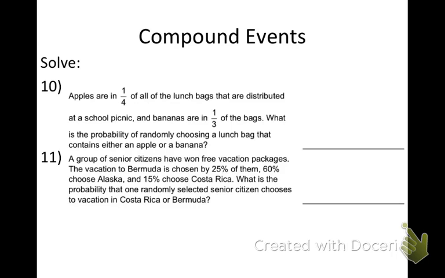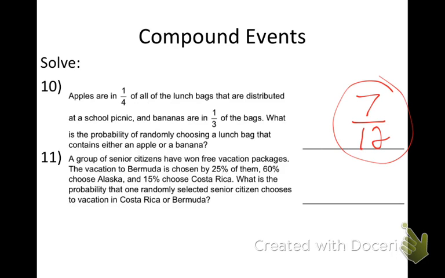Try these two on your own. Same idea, dealing with some probabilities. Take a couple seconds to try these two. These are in 1/3 of the bags. What's the probability of randomly choosing a lunch bag that contains either an apple or a banana? What's the probability of grabbing one or the other of those, Maddie? 7/12. Nice job. And then number 11.